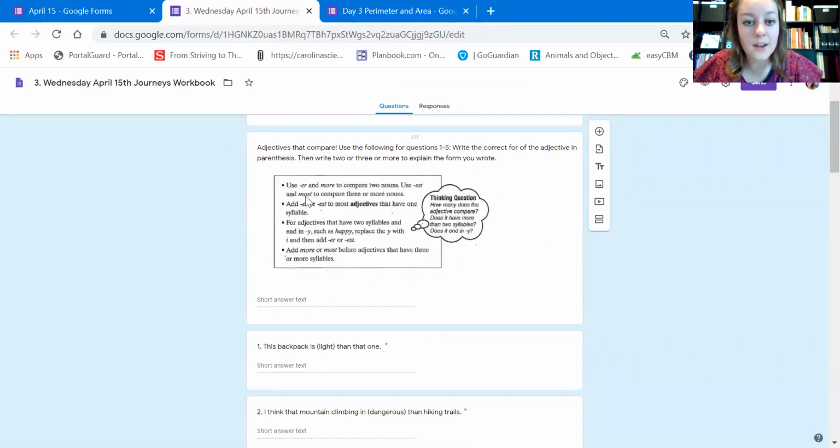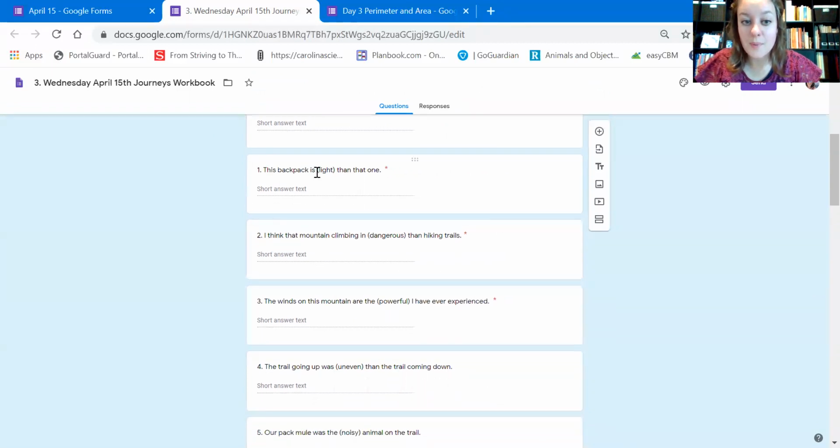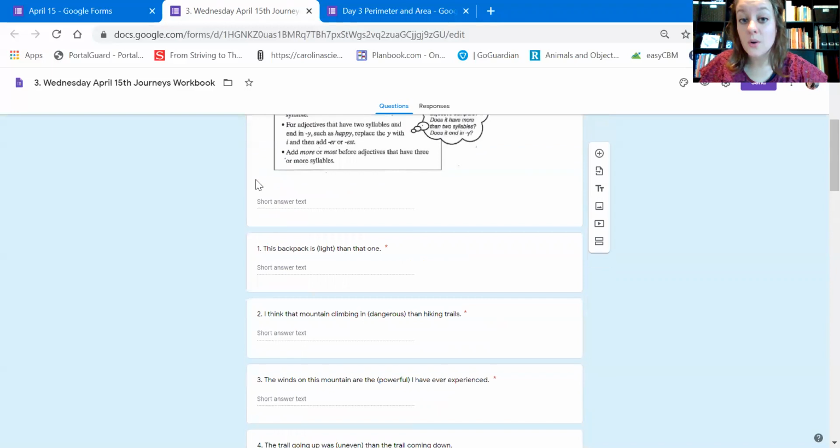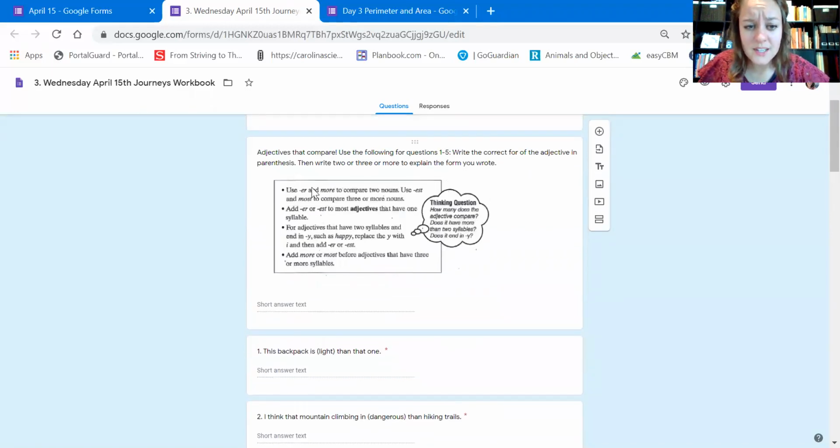So adjectives that compare, this box right here tells you about the adjectives that compare. I'll let you read that by yourself. But for instance, number 1, this backpack is light than that one. So they want us to use the word light to compare this backpack and that backpack. So I'm going to look at my rules up here. And it says, okay, use ER and more to compare 2 nouns. Use EST and most to compare 3 or more nouns. Okay. Add ER or EST to most adjectives that have 1 syllable. Okay. So light has 1 syllable. So I'm going to add ER because it has 1 syllable.